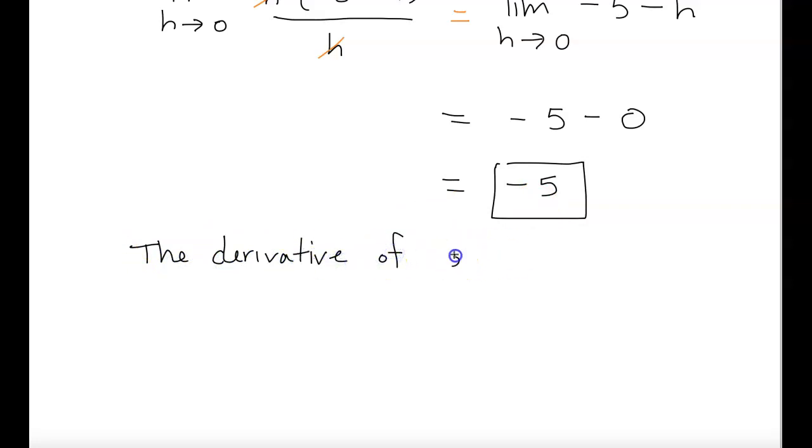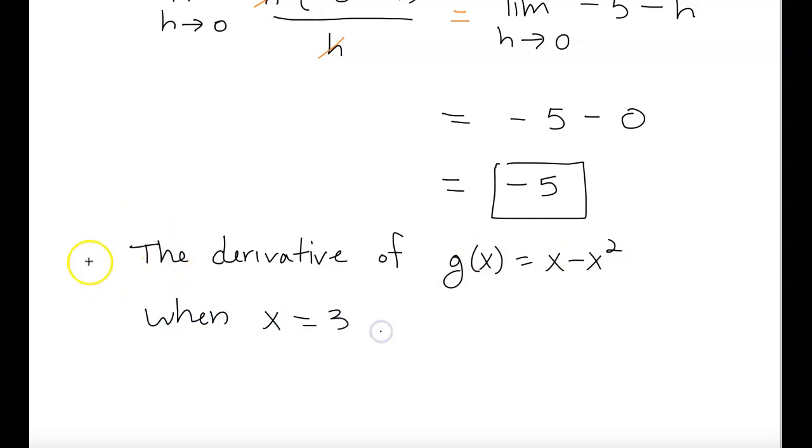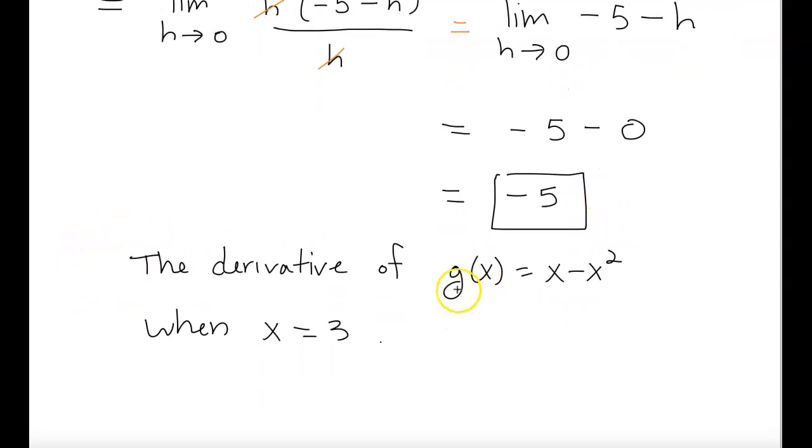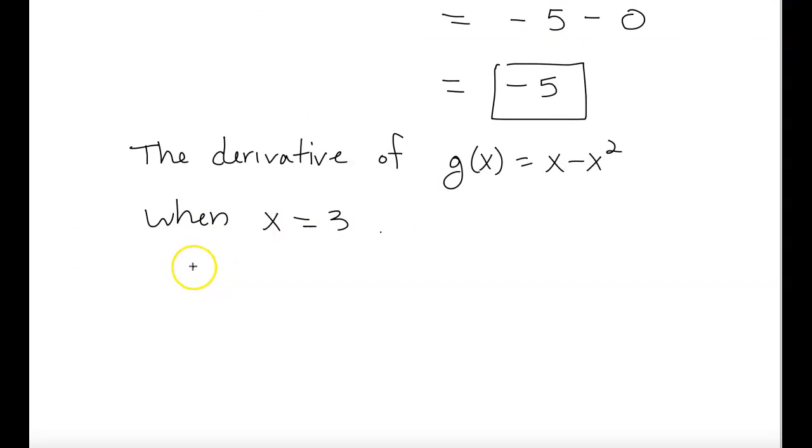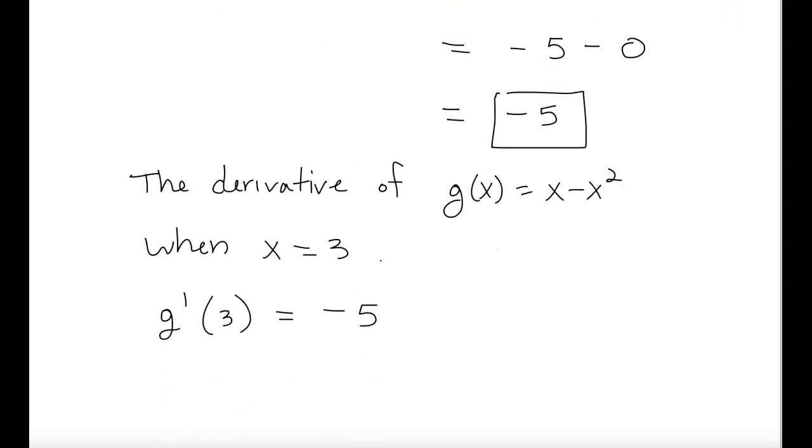of this g of x equals x minus x squared when x is equal to 3, right? That's what we computed. So essentially we computed this, and if we look at it in derivative notation, we computed g prime of 3, and we said that's equal to negative 5, okay?